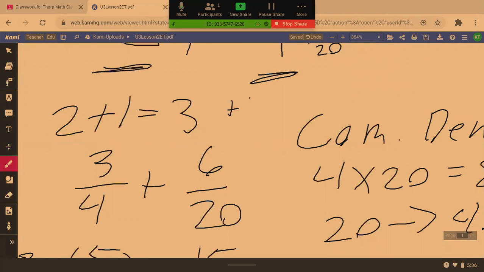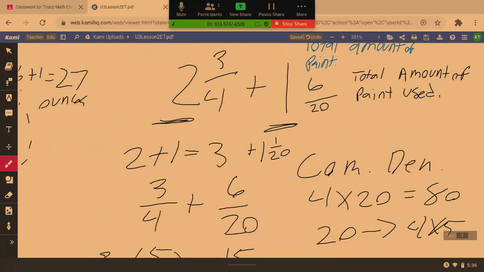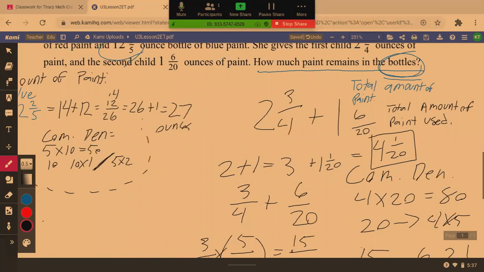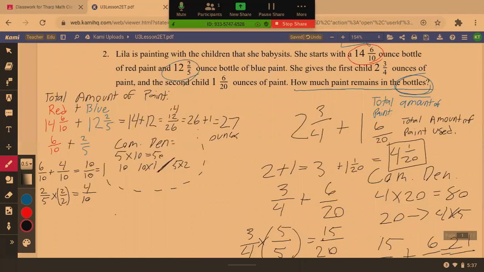Sorry, we're having some organizational issues. So remember, we added 2 and 1, and then we added the fractions. And when we added the fractions, we got 1 and 1 over 20. So when we add that to 3, we're going to add the whole numbers, and we get 4 and 1 over 20. So the total amount of paint used is 4 and 1 over 20. So now I'm subtracting 27 minus 4 and 1 over 20.